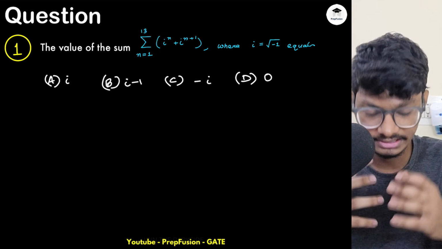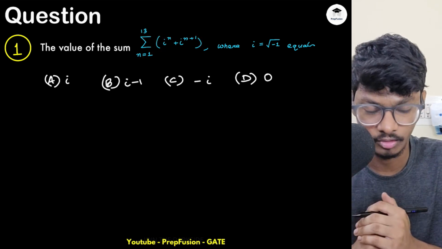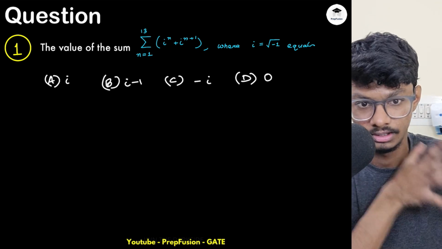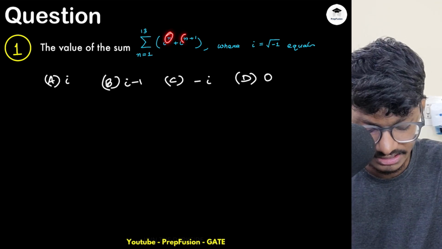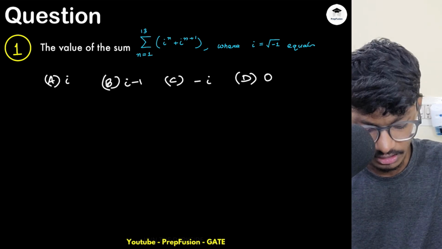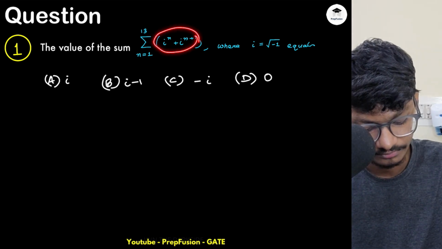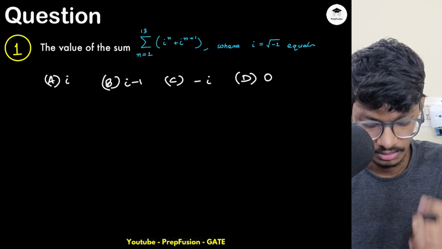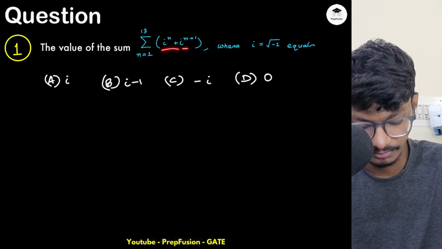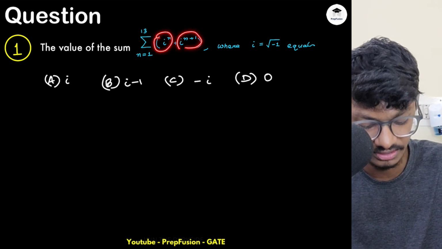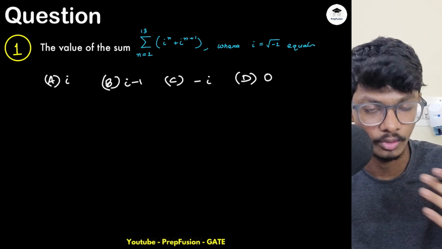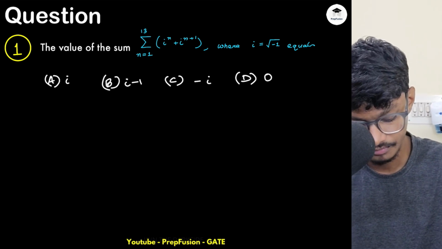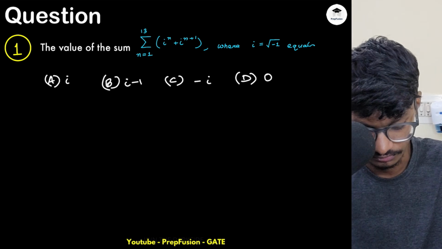Whenever you get these types of summation problems, first let's break it down. First of all, n is a variable. Can I take something common over here? I can take i raised to power n common from this, because this is i raised to power n, and this is simply written as i raised to power n plus 1. So what I can do is take a few things common.